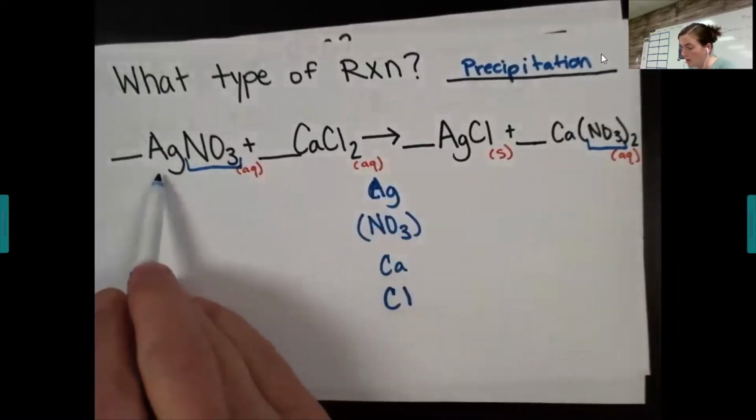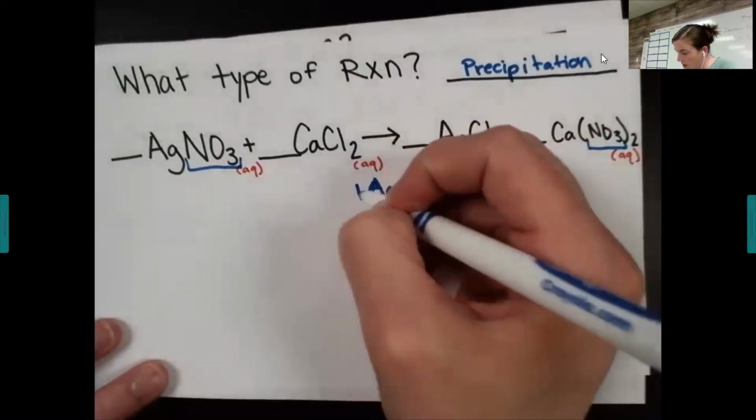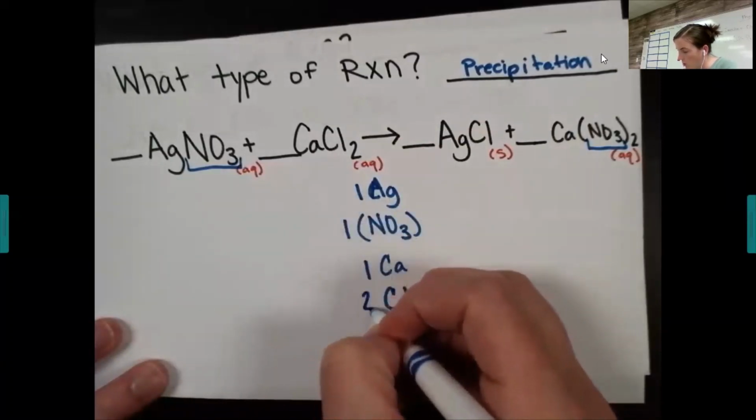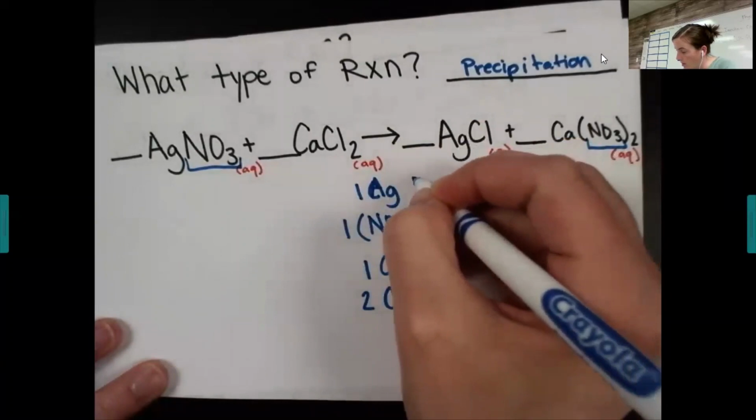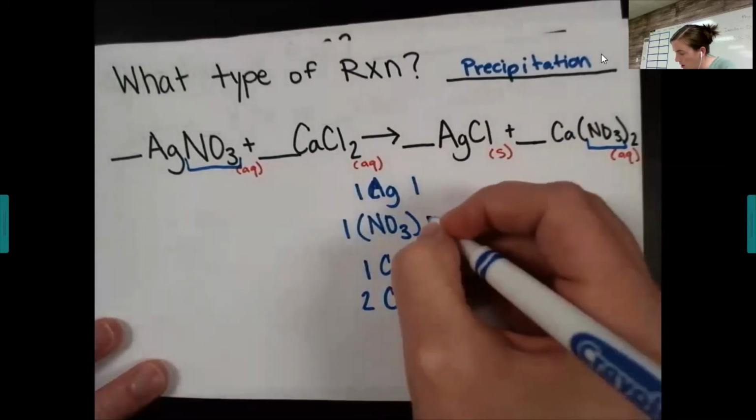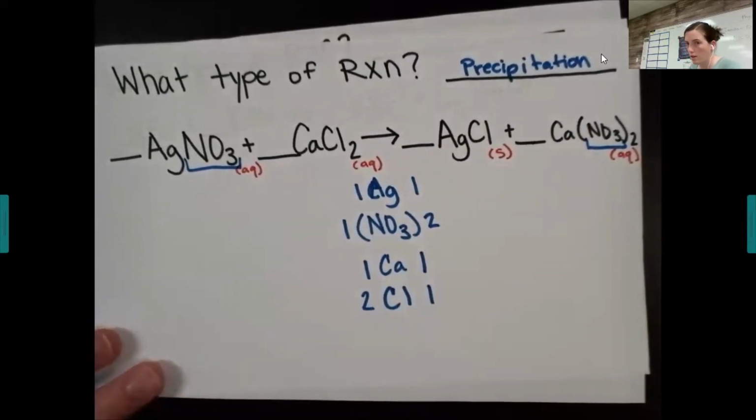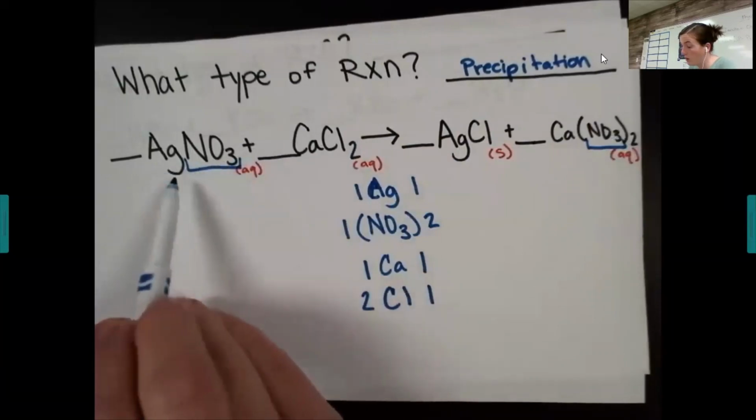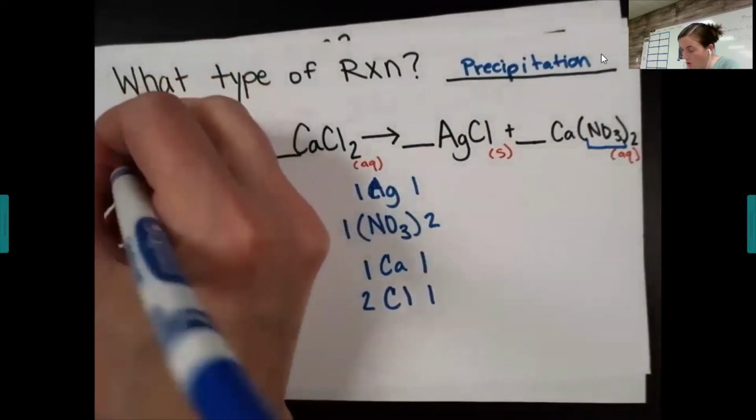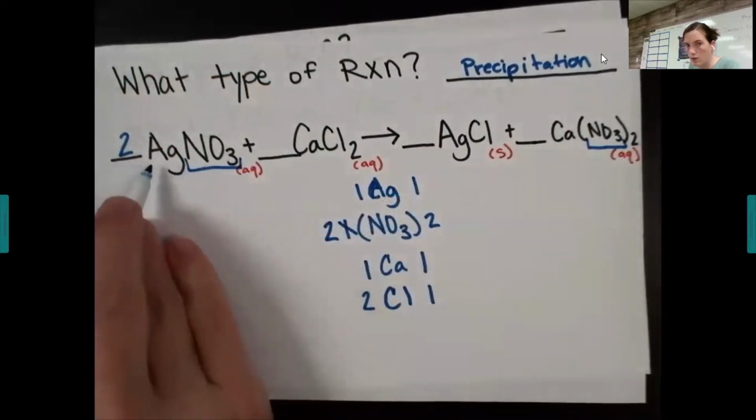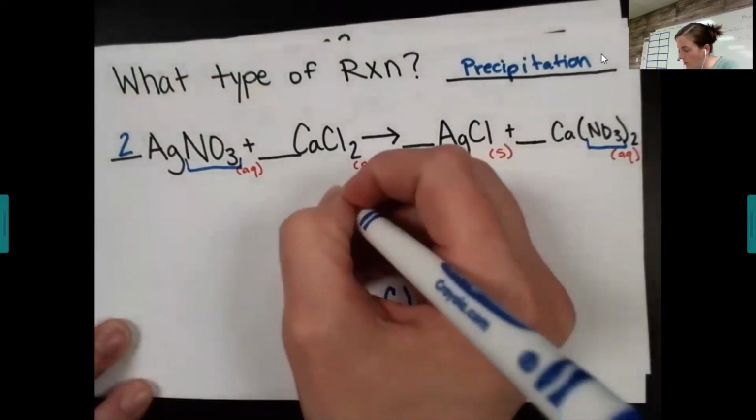So now I'm going to count. I have one silver, I have one nitrate, one calcium, and two chlorines. I have one silver, one chlorine, one calcium, and two nitrates. Okay, so as I'm looking at this, I see that first my nitrates aren't balanced. I have two here, but I only have one here. So if I put a 2 in front of that, I now have two nitrates. And that also gives me two silvers. So I'm going to go to my silver and I'm going to mark that with a 2.